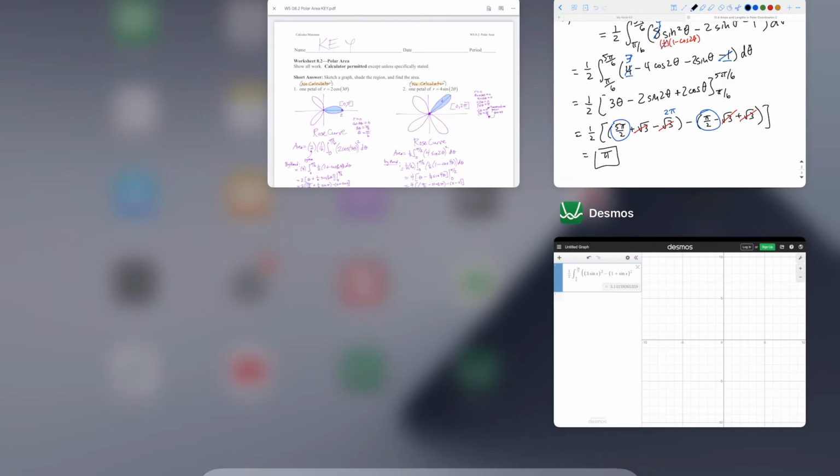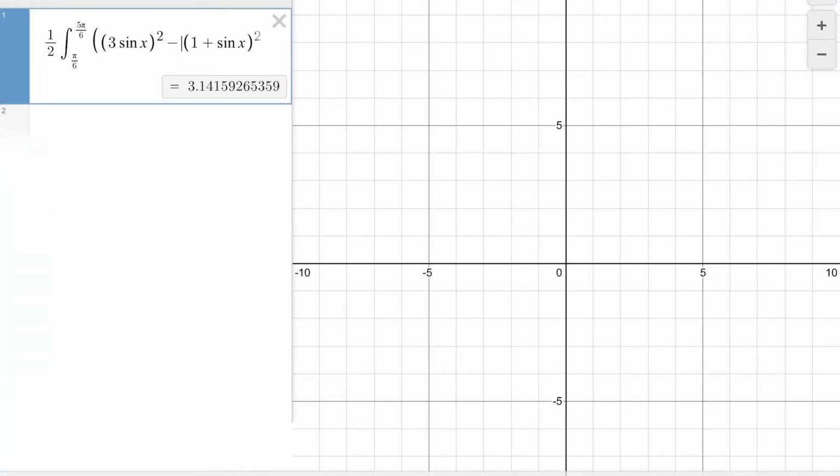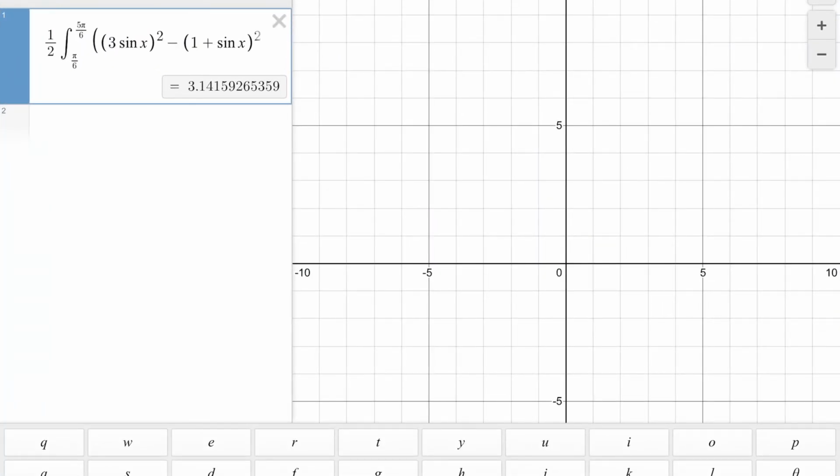And we'll just note we can verify this on Desmos. So I calculated this a little bit earlier. You can see that your answer is 3.14159, which is pi. And that was just subtracting between pi over 6 and 5 pi over 6.